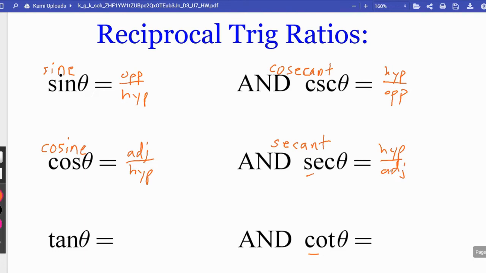And then tangent, fittingly, is paired with cotangent. So these are always the case. This is opposite over adjacent, and that makes cotangent be adjacent over opposite. So now we have 6 trig ratios. These all have to do with a right triangle, and they're always equal to these specific ratios.